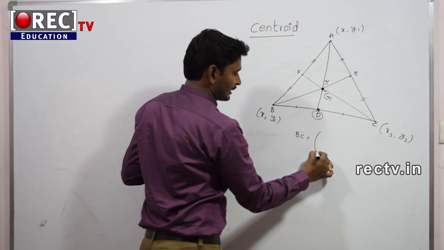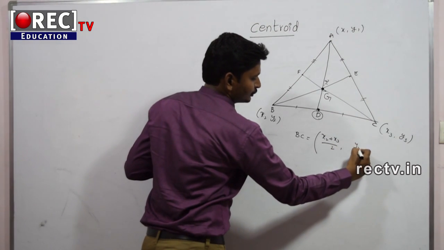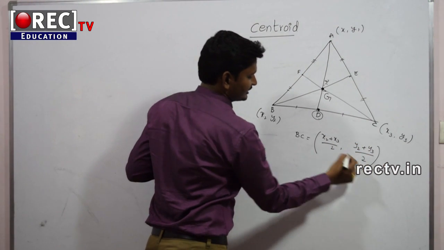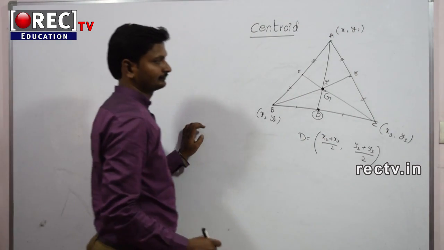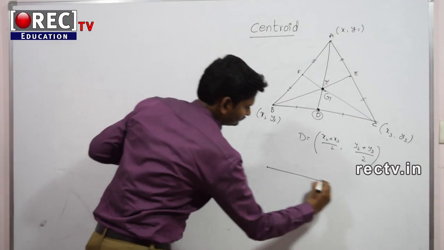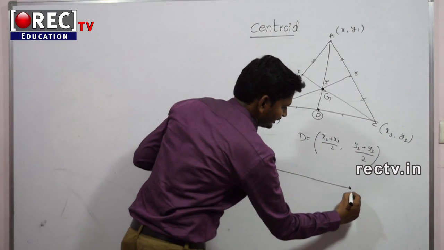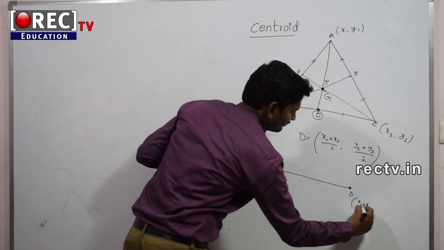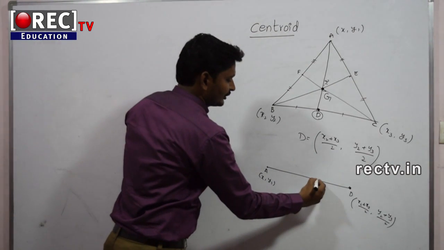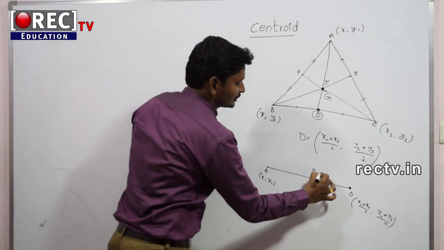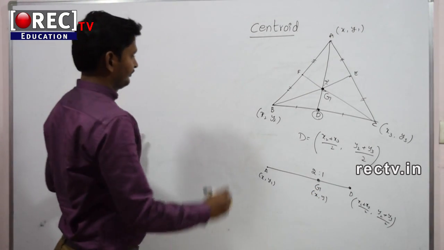The midpoint of BC, that is D, is ((x2 plus x3) divided by 2, comma (y2 plus y3) divided by 2). So here the vertex A is (x1, y1), and D is ((x2 plus x3) divided by 2, (y2 plus y3) divided by 2). Now this centroid G divides in the ratio 2:1. So here G (x, y) we have to find by using the section formula.